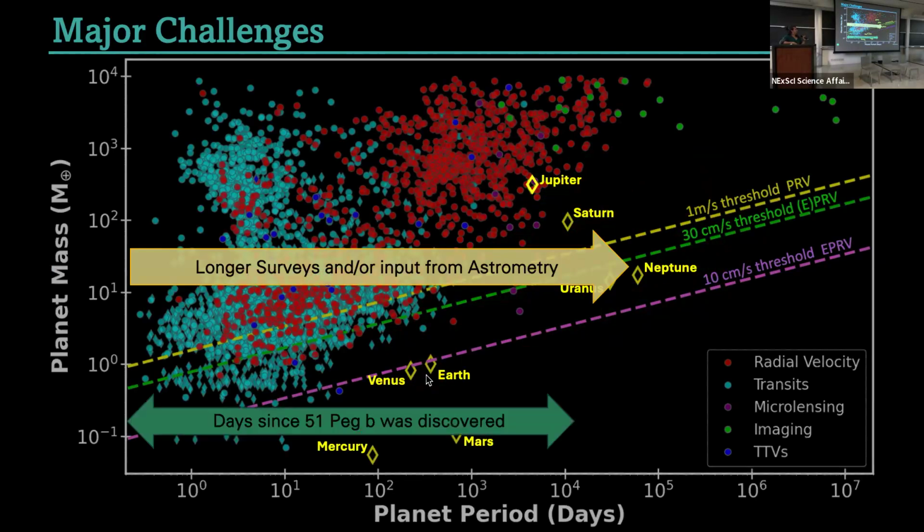Just for reference, this is the amount of time we've been doing RV since 51 Peg b was discovered. We're not even out to Neptune yet. We could not see a full orbit of Neptune given the baselines that we have right now.